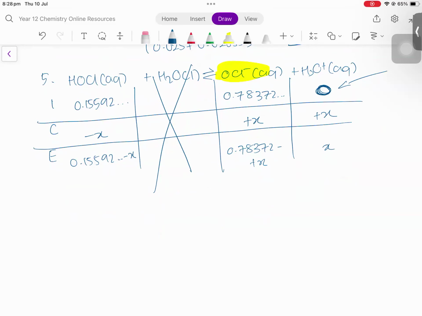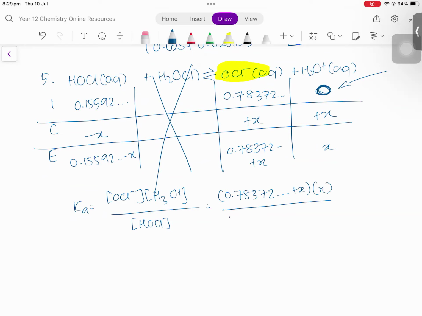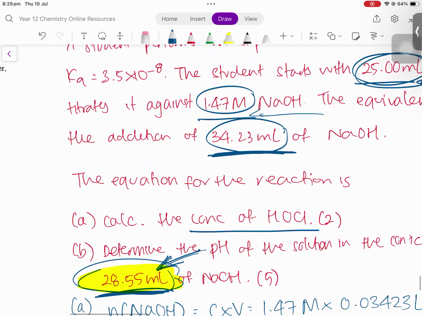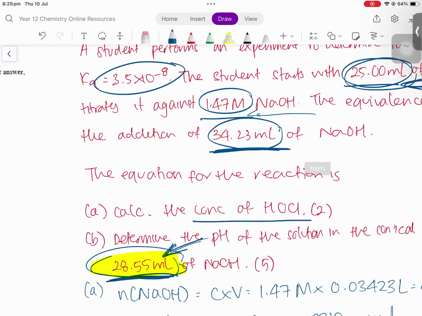I can sub it into my equilibrium expression, Ka. 0.78372. Again, keep everything in your calculator. Plus x with another x on 0.15592 minus x. If you're solving for x, K should be given, otherwise it's not possible to solve for it mathematically. They gave it to you at the very start of the question. It was 3.5 by 10 to the minus 8.